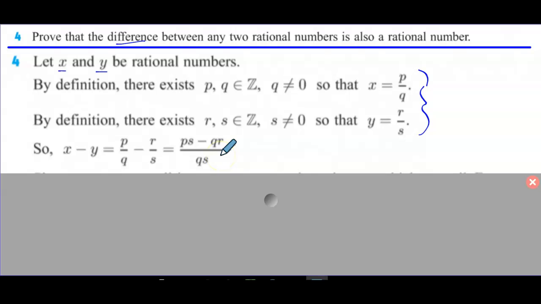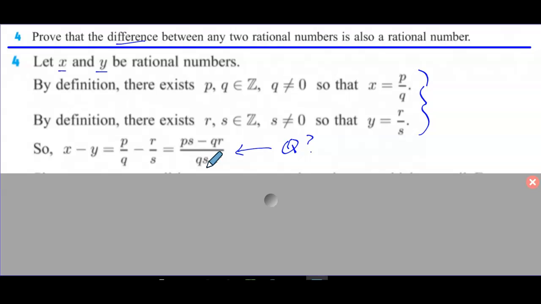The proof is now, the question is, is this a rational number? And what do you have to show if it's rational? The top has to be an integer and the bottom has to be an integer. Well, in most worlds, if you take an integer times an integer, you get an integer. Integer times an integer, integer. And when you subtract integers, you get an integer. So the top's an integer.